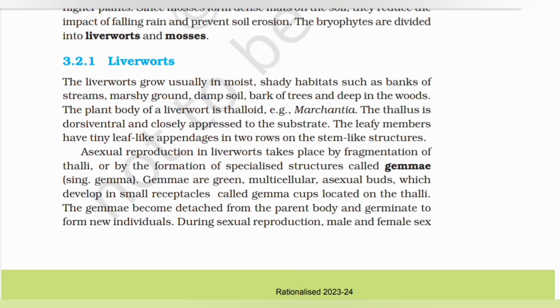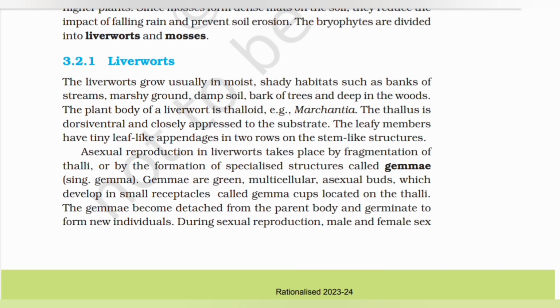The leafy members have tiny leaf-like appendages in two rows on the stem-like structure. Asexual reproduction in liverworts takes place by fragmentation of thalli or by the formation of specialized structures called gemmae. Gemmae are green multicellular asexual buds which develop in small receptacles called gemma cups located on the thalli. The gemmae become detached from the parent body and germinate to form new individuals.